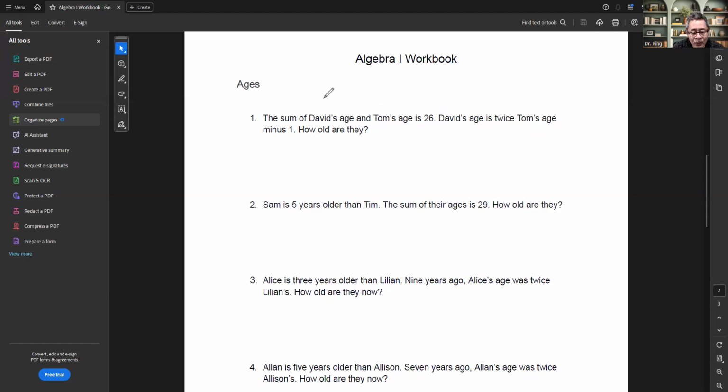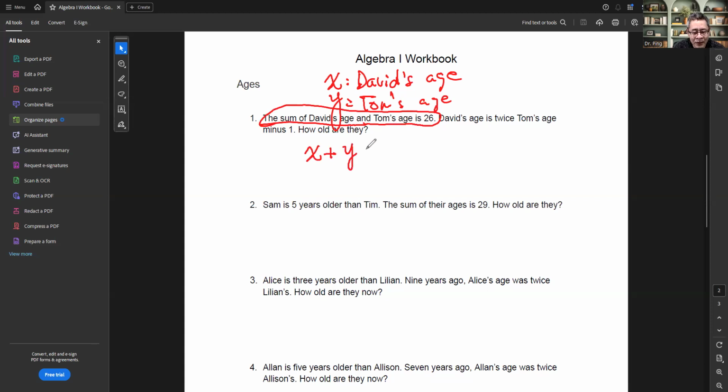Now we don't know how old David is, so X will be David's age. And we don't know how old Tom is, so Y is Tom's age. Then, by defining X and Y, we can translate that into an algebraic equation. That is basically X plus Y is 26. And we also know that David's age is twice Tom's age minus 1. So that means X is twice Tom's age, 2Y minus 1.